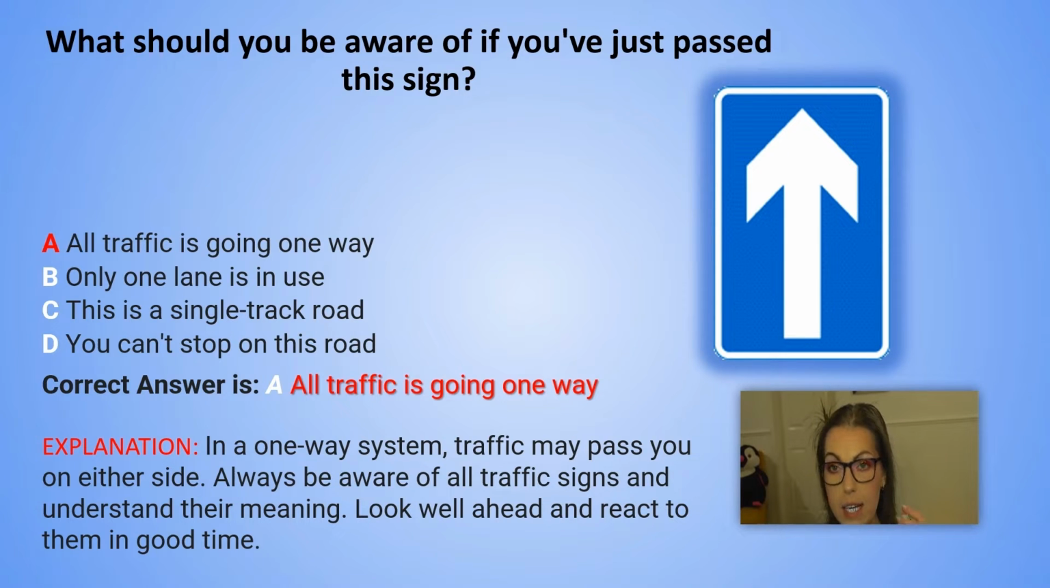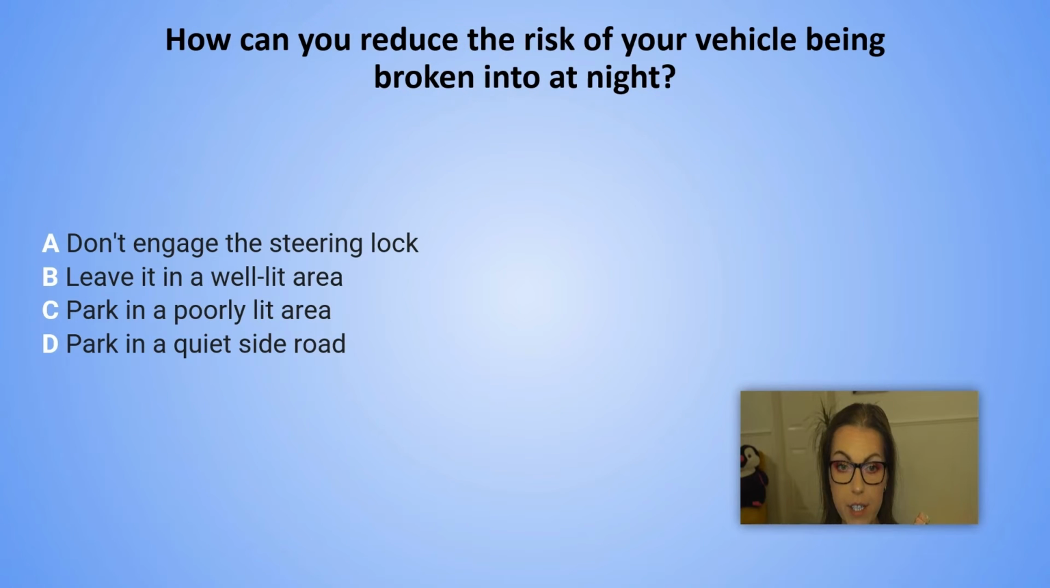Let's get to the next question. How can you reduce the risk of your vehicle being broken into at night? A. Don't engage the steering lock. B. Leave it in a well-lit area. C. Park in a poorly lit area. D. Park in a quiet side road.